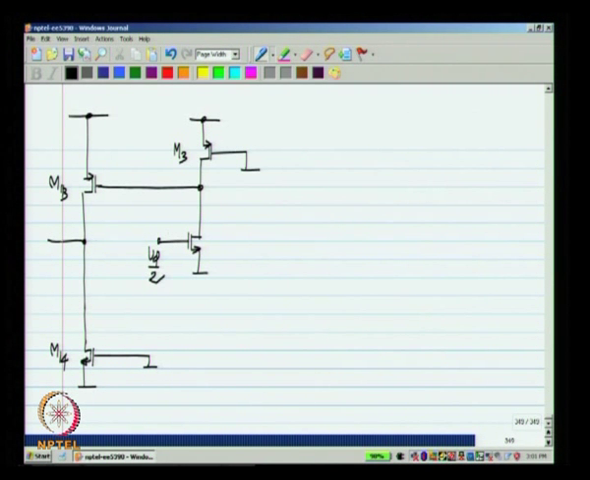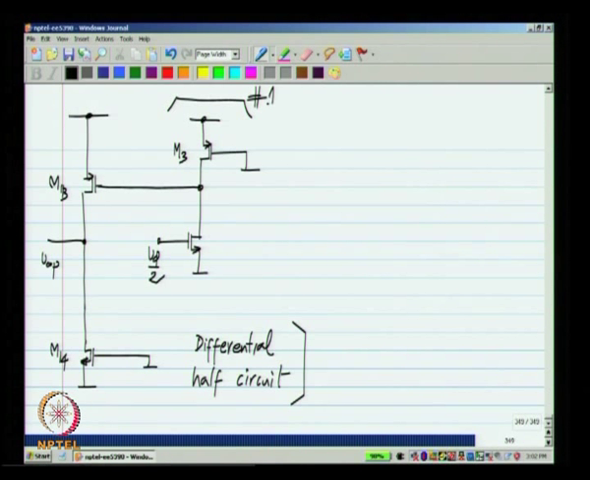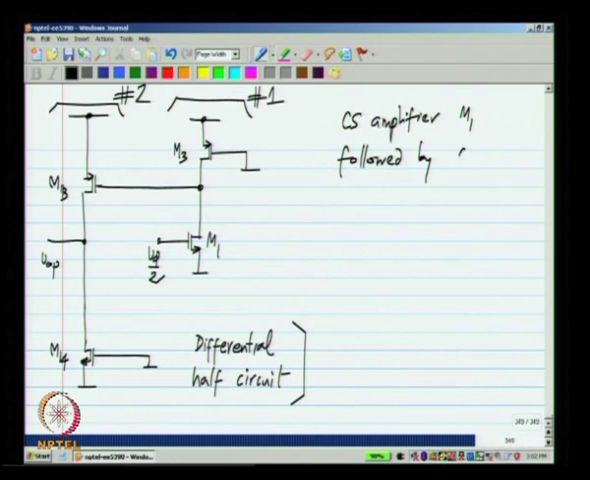So, this is the positive input Vd by 2 and this is the output Vop. This is the differential half circuit of the fully differential two stage op amp. This is the first stage and here we have the second stage. Okay. As before, the differential half circuit is extremely simple. We have a common source amplifier M1 followed by common source amplifier M13.